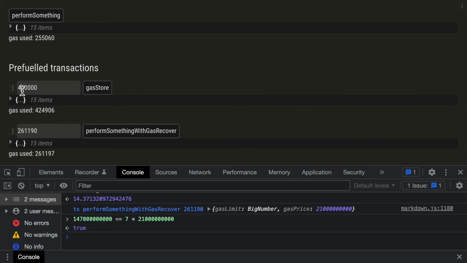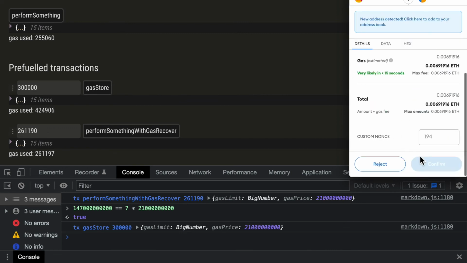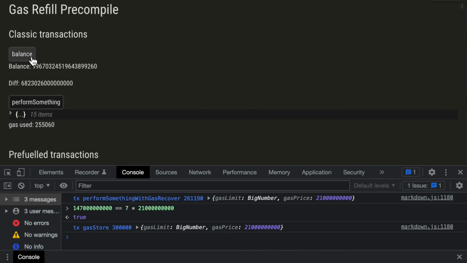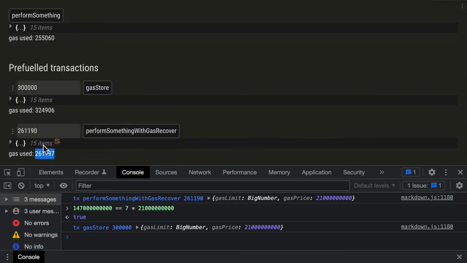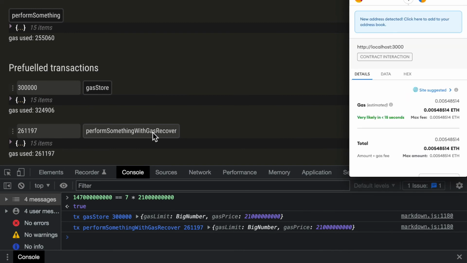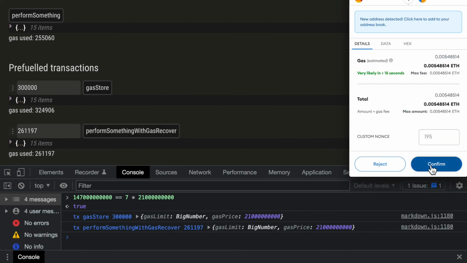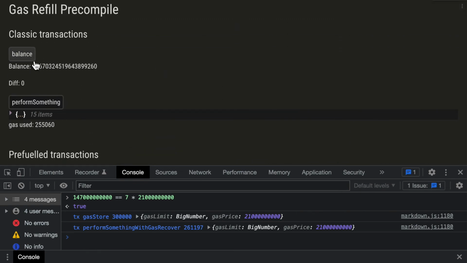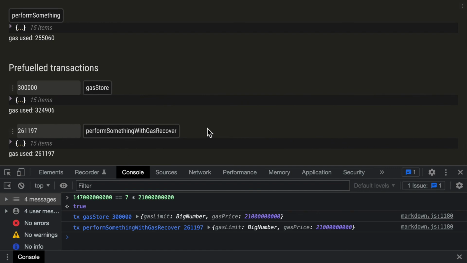And of course, we can try one more time, store some more gas. And this time, we will want to request the entire amount of gas. And now, if we click on the balance button, we get a 0, because this time we did not pay anything for making this transaction.